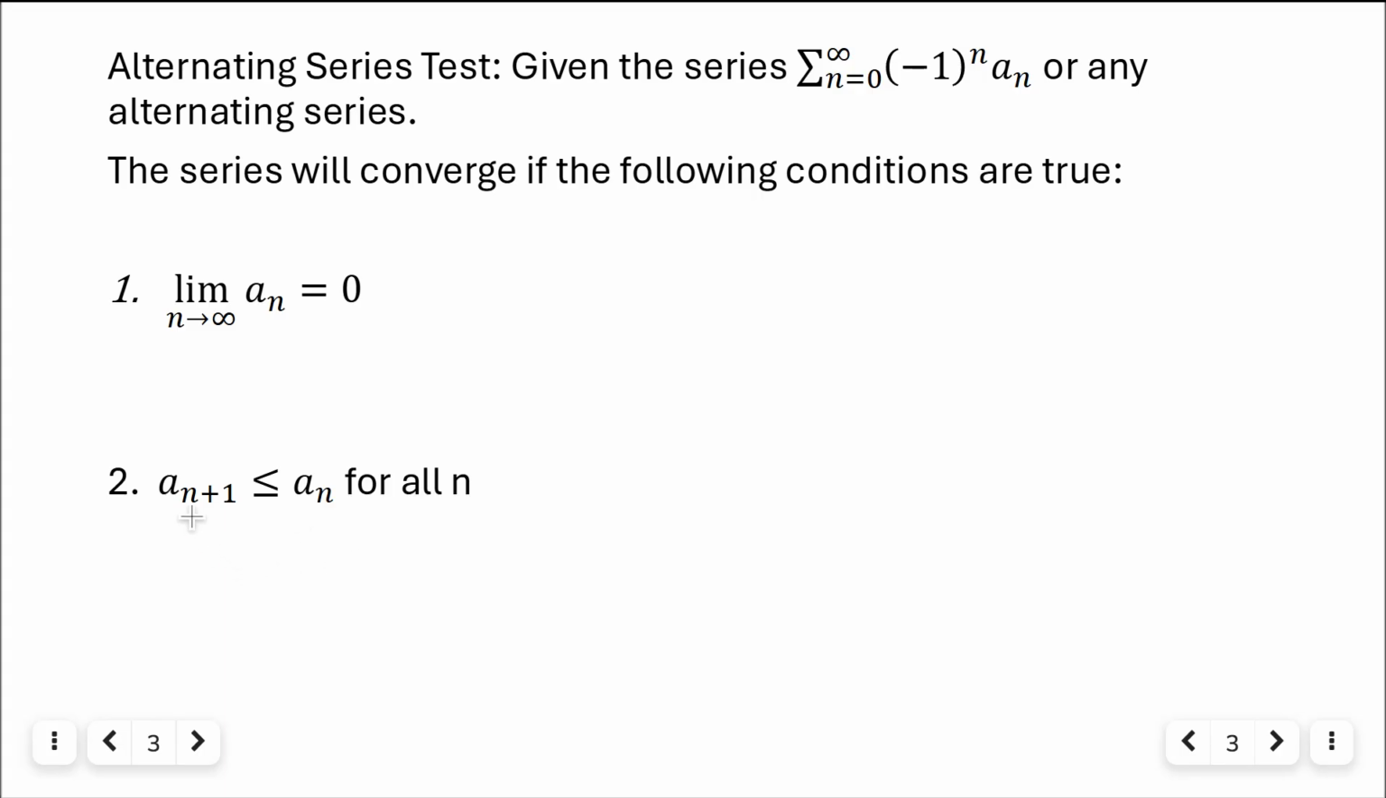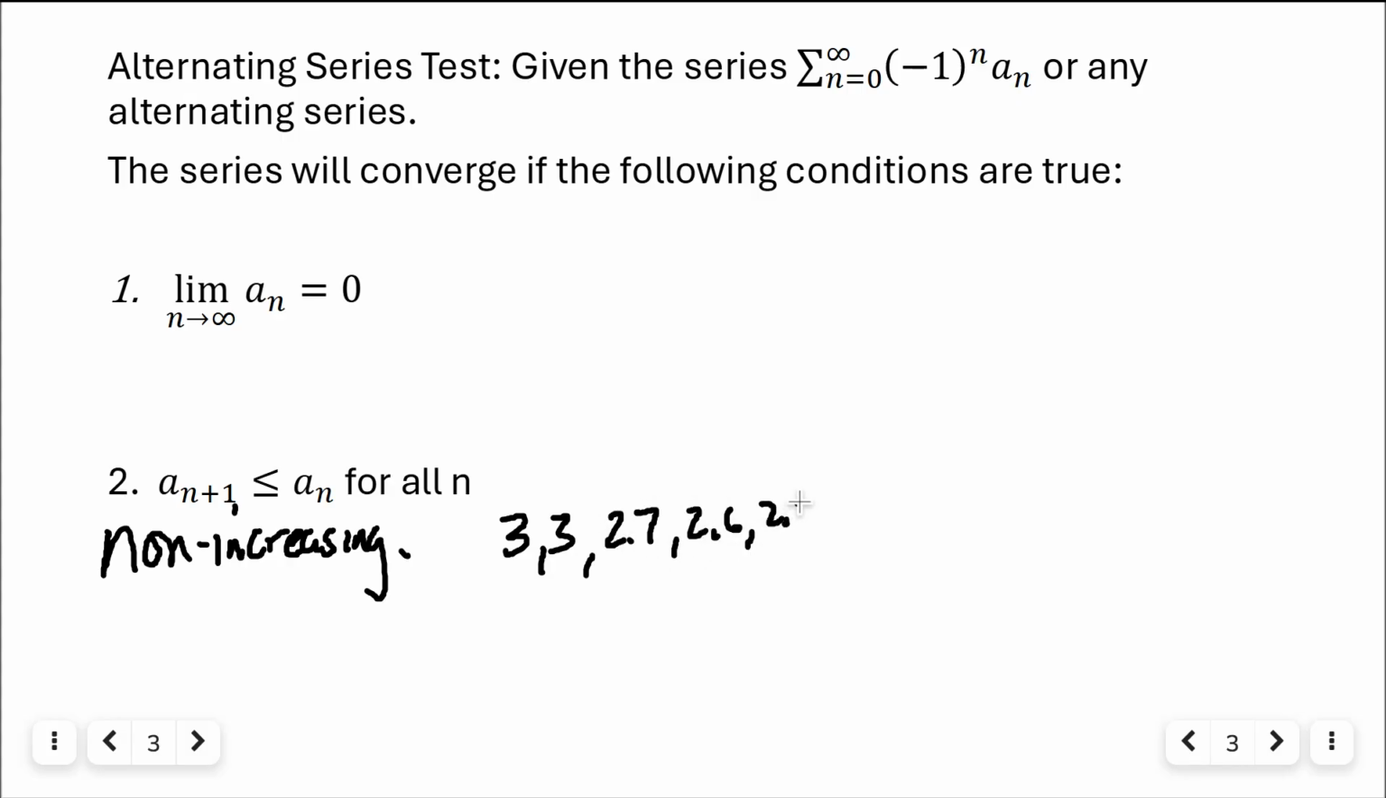So basically, every term after the previous term has to be smaller than or equal to the one before it. We call this in math non-increasing. So here's what I mean by non-increasing. 3, 3, 2.7, 2.6, 2.5, 2.2, 2.1, 2.1. This is an example of something that's non-increasing.